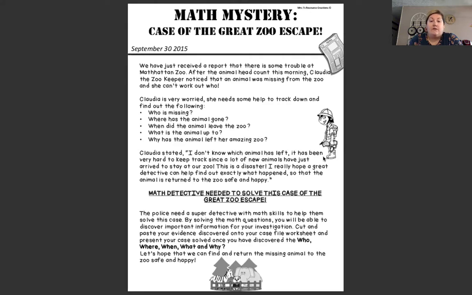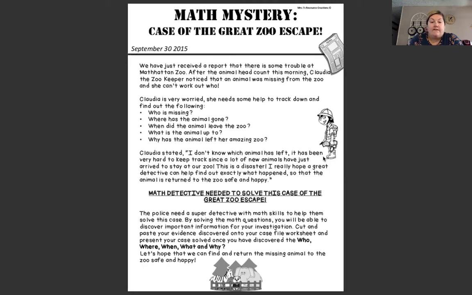Claudia stated, I don't know which animal has left. It has been very hard to keep track since a lot of new animals have just arrived to stay at our zoo. This is a disaster. I really hope a great detective can help find out exactly what happened so that the animals return to the zoo safe and happy. The police need a super detective with math skills to help them solve this case. By solving the math questions, you will be able to discover important information for your investigation.